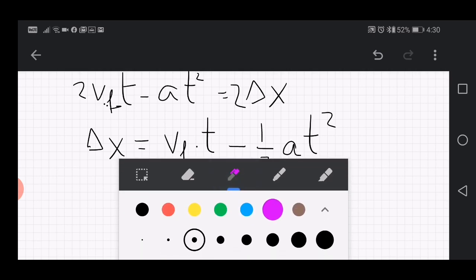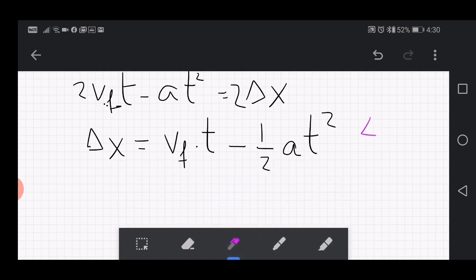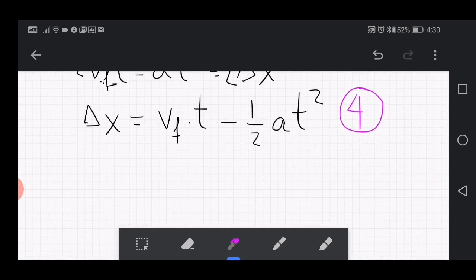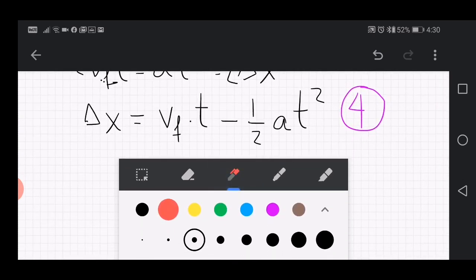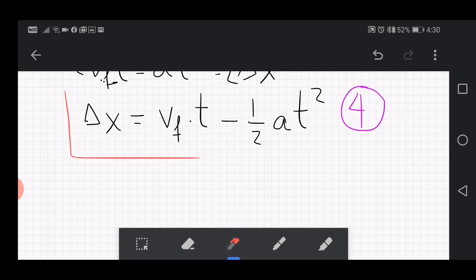And we have now reached our fourth kinematics equation, and that deserves a little square red rectangle. So this goes into your formula sheet as your next equation.